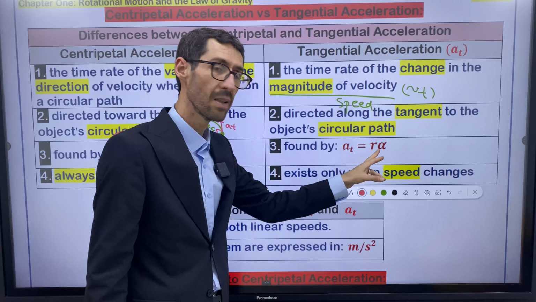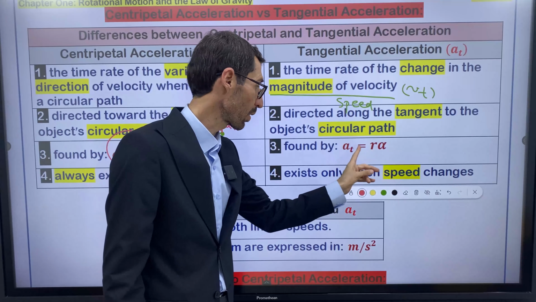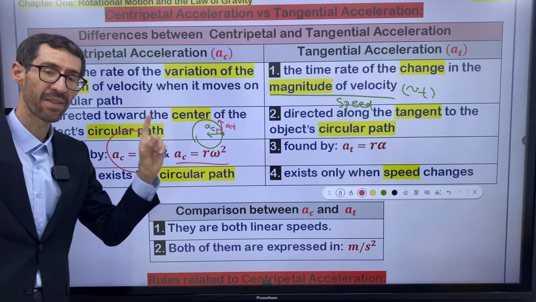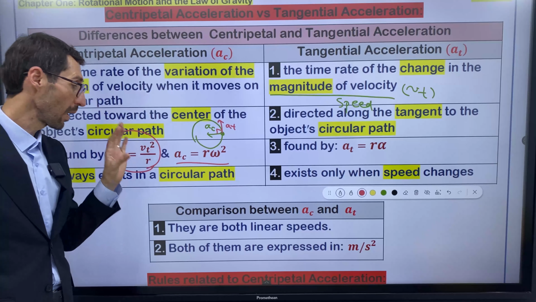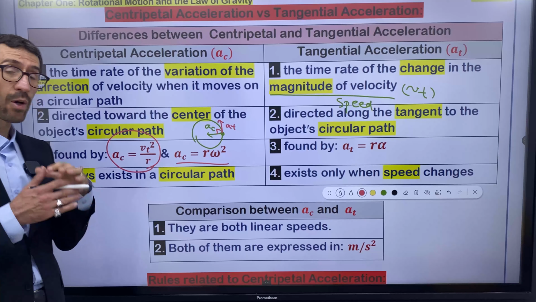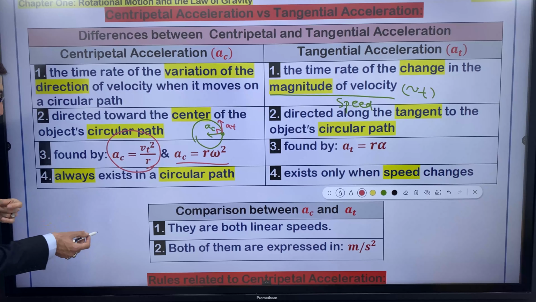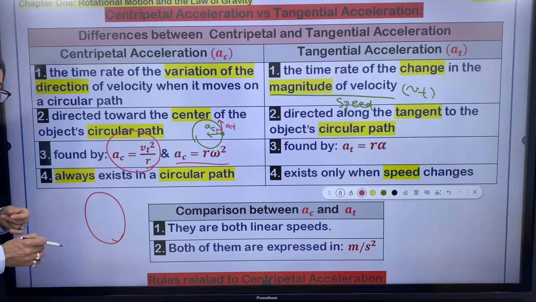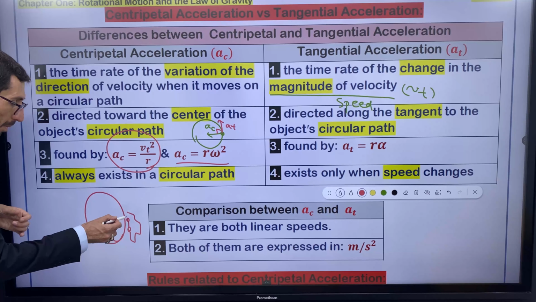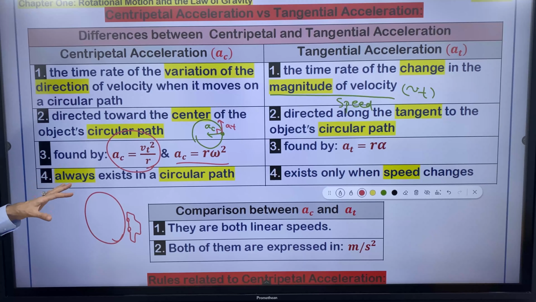AT is found by R alpha. AT is equal to R alpha. What do you say about the fourth difference between them? The fourth one, look here: AC always exists in a circular path. Without any exception, without any condition, when the object enters the circular track, the object automatically picks up centripetal acceleration.